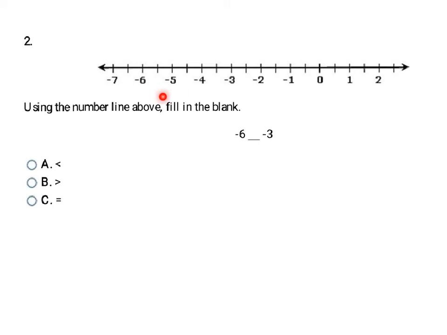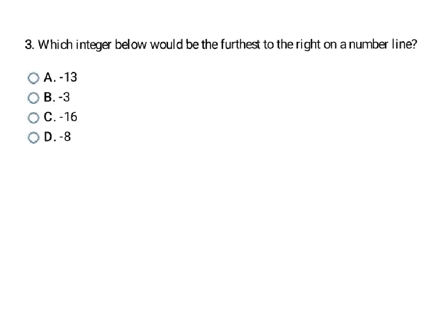In the number line above, fill in the blanks. So I'm looking at negative 6 and negative 3. I'm going to put a mark at negative 6 and one at negative 3. Which one's going to be bigger? Well, the number that is further to the right is always going to be your bigger number every single time. So negative 3 is going to be my bigger number. That means that negative 6 is less than negative 3. It's the smaller number, which is choice A.